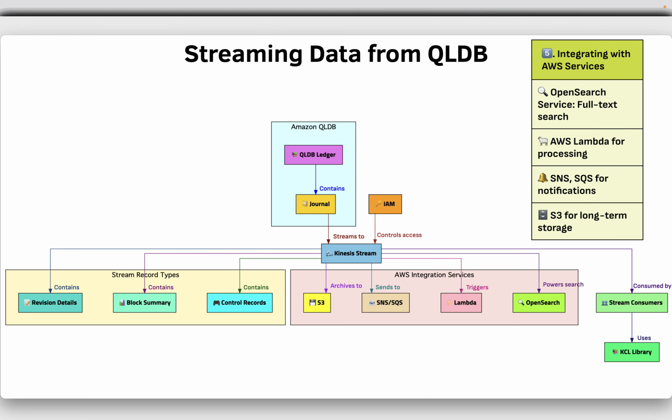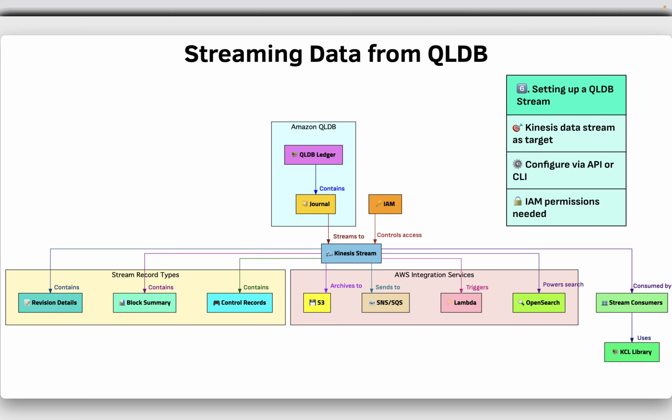The stream of data from QLDB can be connected to a variety of other AWS services. Amazon OpenSearch Service allows full-text search on documents. You can have AWS Lambda, which enables serverless functions that can process the data and integrate with other AWS services. Then Amazon SNS and SQS allow notifications or queuing of messages based on data changes. And Amazon S3 can be used to store stream data long term.